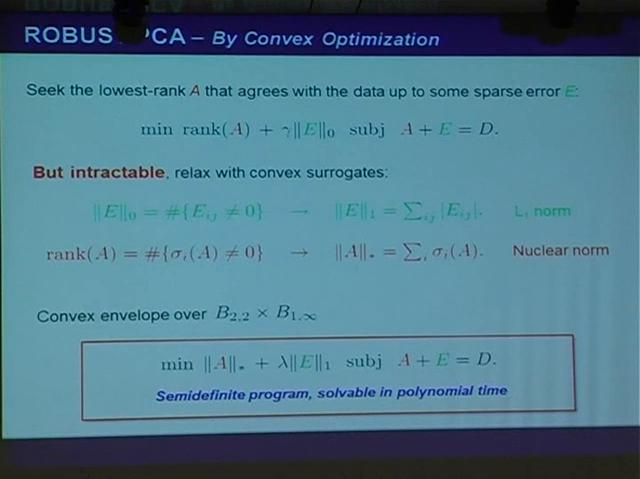So instead of solving this very difficult NP-hard problem, you try to solve this convex surrogate instead. It is very natural to write this down. Everybody can do this. It sounds like a very good heuristic. But the million dollar question is, when does this work? Is the solution to this problem the same as the solution you started with?